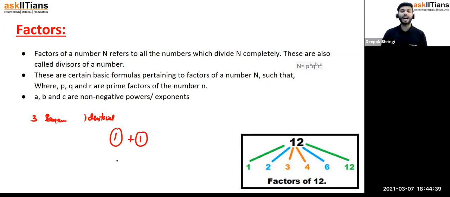So when the things are identical, when the things are exactly the same, out of n things, if you pick any number of things, you will get only one way, right? So to pick one banana, we have one way. To pick 2 bananas, we have again one way. And even to pick 3 bananas, we have only one way, right?